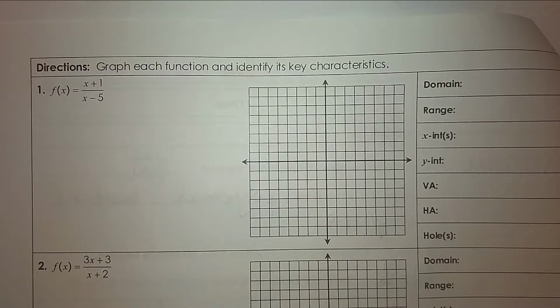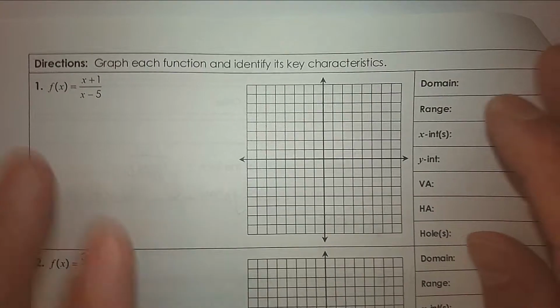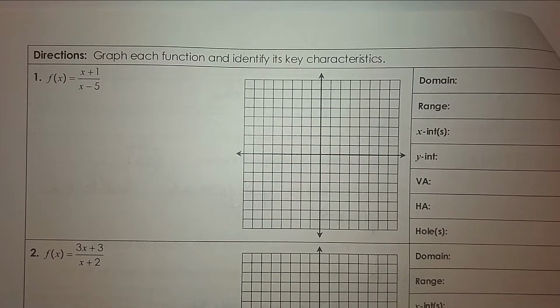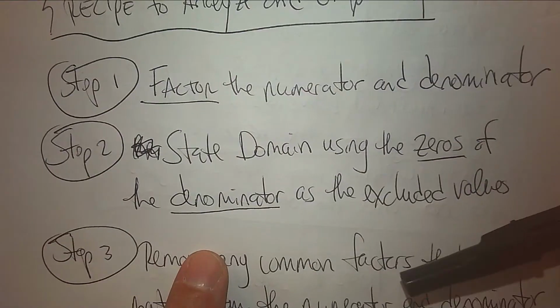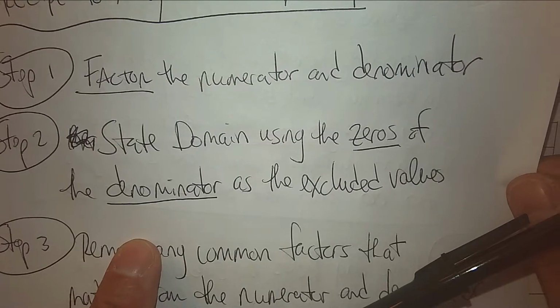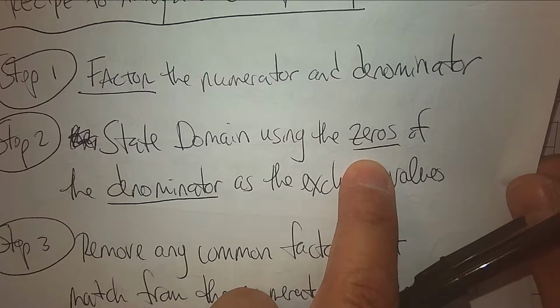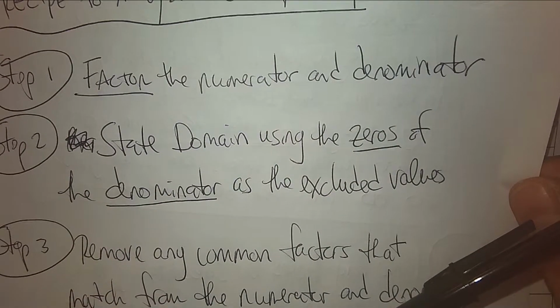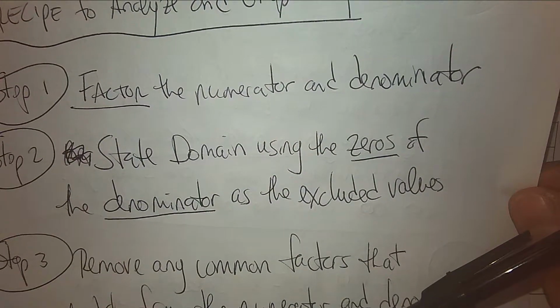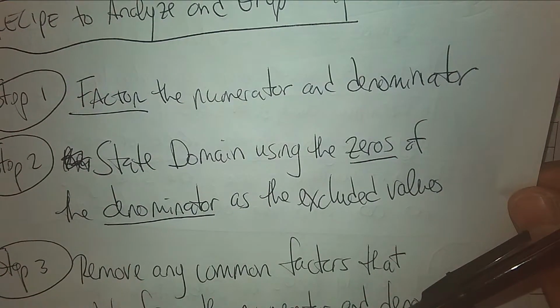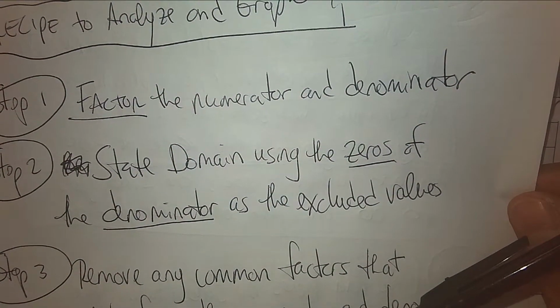So what's the first step we're going to do? Factor. Is there anything factorable there, or is it prime? Done. Step 1 finished. Check mark, right? Step 2, what's the domain? Where do I look? I look at the steps and I go, wait a second. In my notes it says, state domain using the zeros of the... So when you're learning something, you haven't memorized it yet. You have to read your paper. And you practice enough until it's memorized.